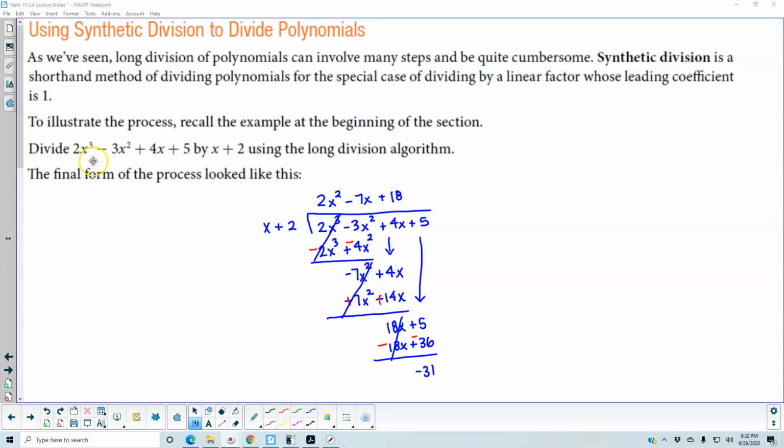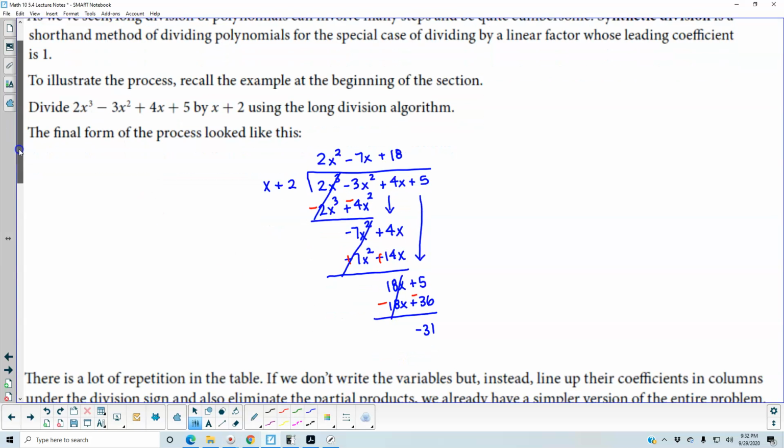We divide 2x cubed minus 3x squared plus 4x plus 5 by x plus 2 using the long division algorithm. Now the final form of the process looked like this. We had x plus 2, we divided it into the dividend. The quotient we got was 2x squared minus 7x plus 18, and we got a remainder of negative 31. Okay, now keep in mind what we got there for our quotient and our remainder.